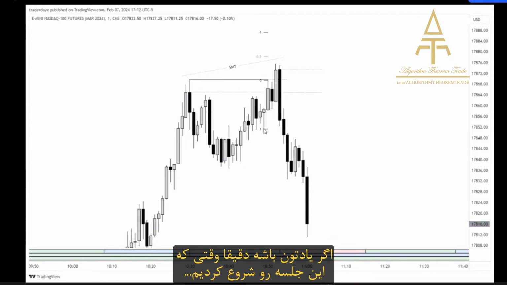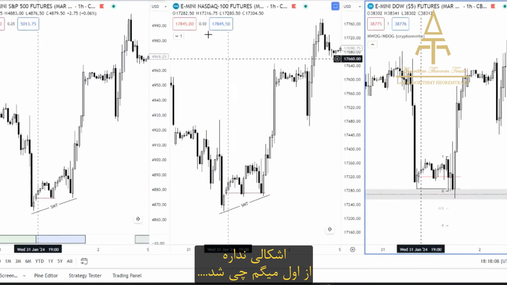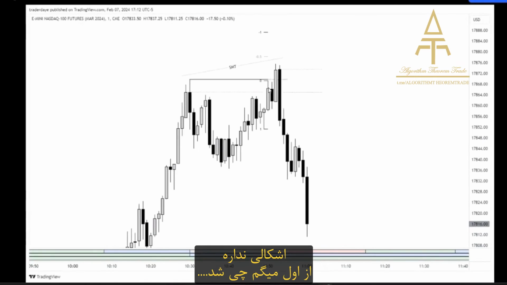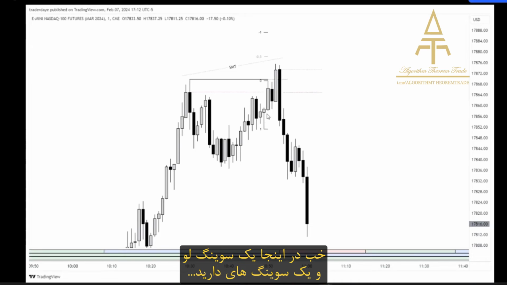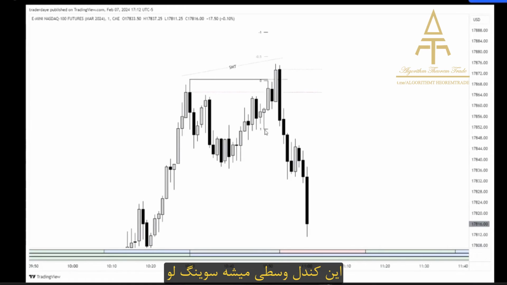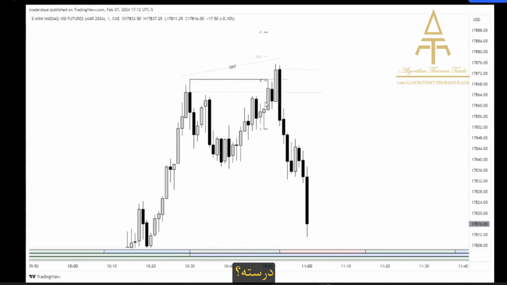Remember, I said this when we just started, like back here, right? I'm going to say it again, and show you again this time on a lower time frame. So we have a swing low here, and a swing high here. This swing low is the candle in the middle, which is lower than the candle to the left and the candle to the right. This is a swing high, which is the candle in the middle, which is higher than the candle to the right and the candle to the left, right?